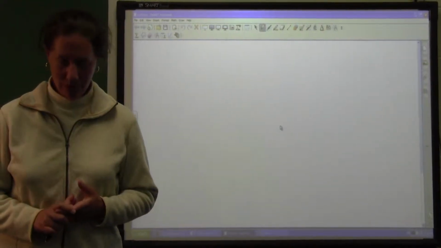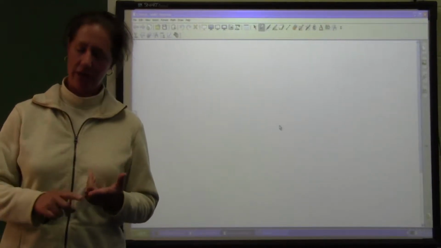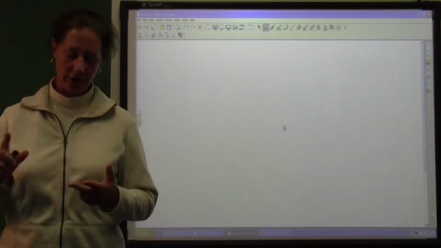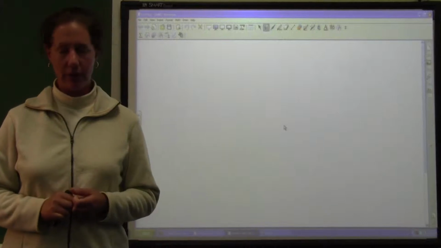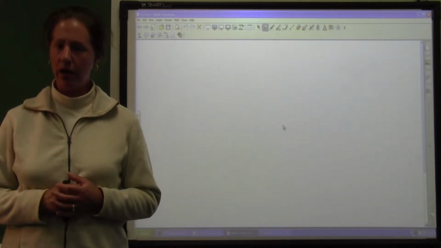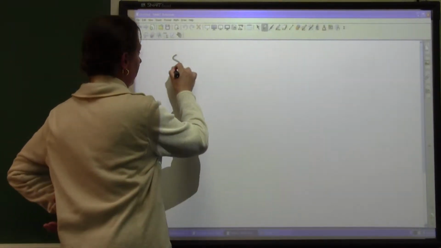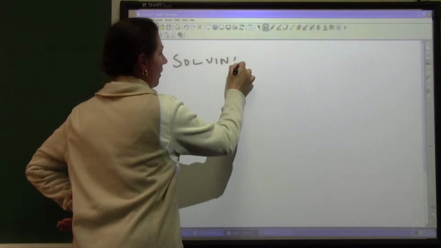All right, today what we want to do is learn how to solve multi-step equations. We solved single-step equations with addition and subtraction, and we solved single-step equations using multiplication and division. Now things get a little bit more complicated as we do more than one step at a time. So, solving multi-step equations.